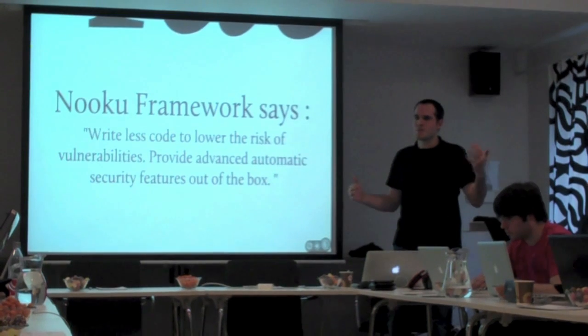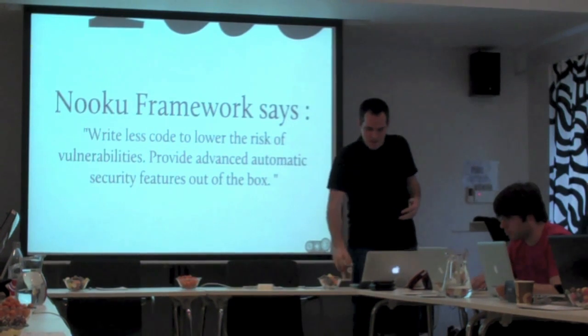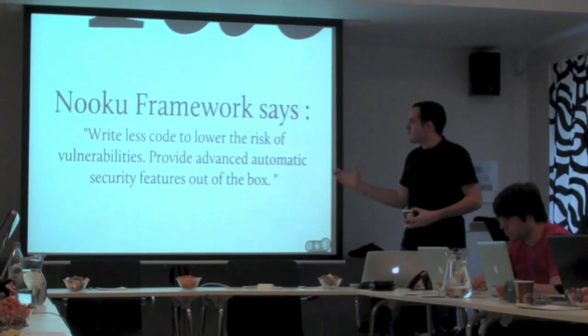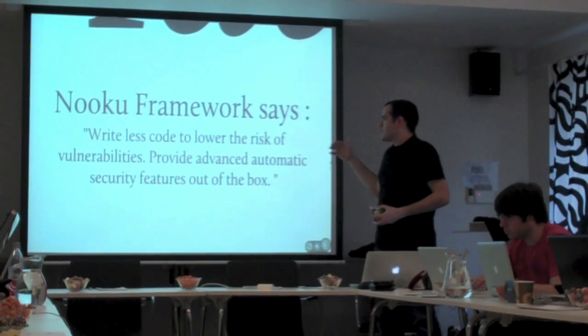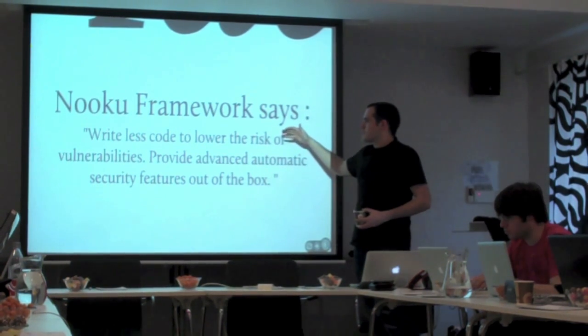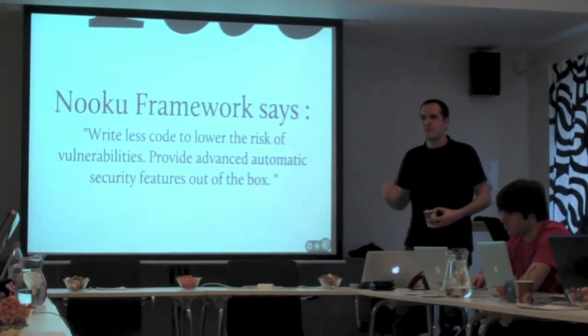That's politics, that's what politicians do. They always blame the other party. Let's try to focus on that problem and at least try to come up with solutions for it. I'm not going to say that we're going to solve it like that. At least try. If we can create a framework where you write less code, you're going to lower the risk of vulnerabilities automatically because you have simply less code to write.